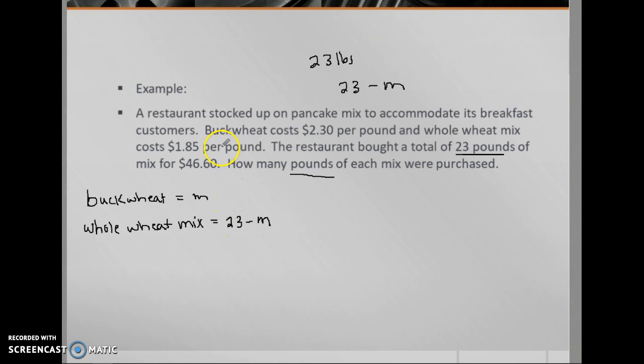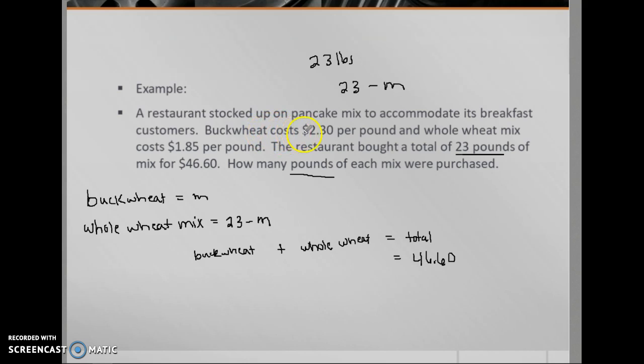now we can set up our equation with our money. So I know that the buckwheat, and I'm just going to set it up as a sentence first. So we know that the buckwheat plus the whole wheat is equal to our total. Now we can start filling it in. So I know my total is $46.60. It's telling me that right here. The total of the two combined together is $46.60.